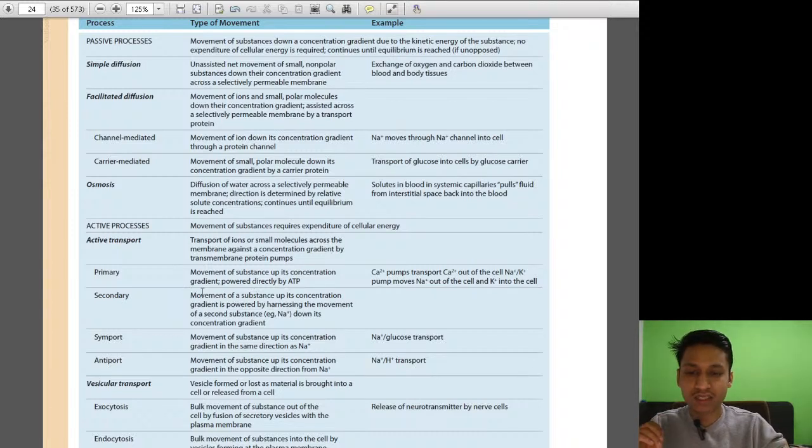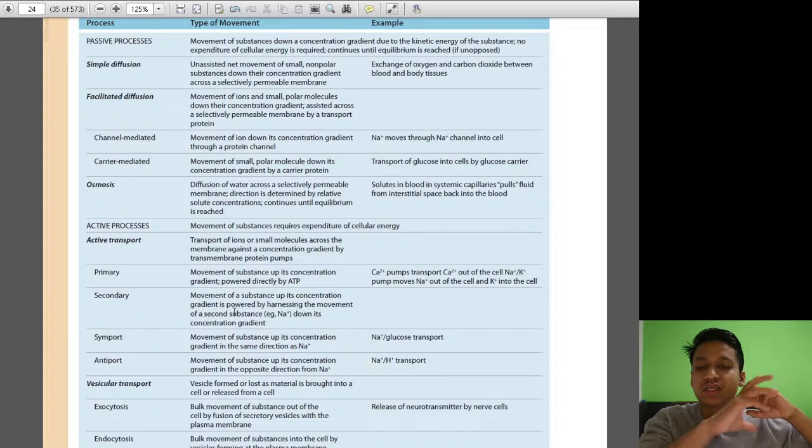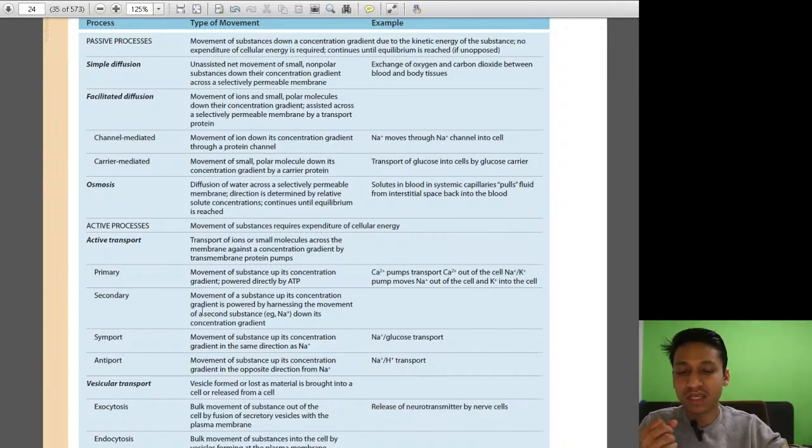But in the secondary transport, movement of substances up its concentration gradient is powered by harnessing the movement of a second substance down its concentration gradient. So basically, to move a substance from lower concentration to higher concentration, we need to bring some other second substance from higher concentration to lower concentration, down its concentration gradient, so that we have the energy to move something against the concentration gradient. Another method of active transport is called symport.